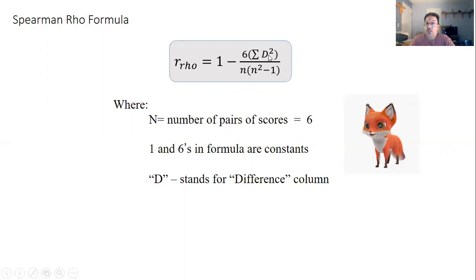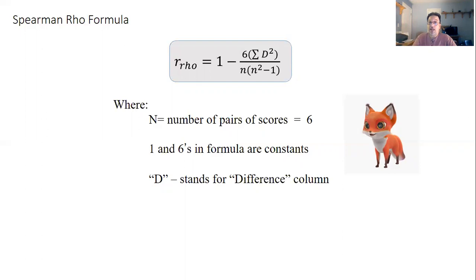D, we haven't run across the D yet. D stands for a difference column. A difference column is just the value of x, subtract from it the value of y. So x minus y will give you a difference score. Okay, now we look at this. What do we have to do? Well, we need at least D, but it's D squared. So we're going to have to solve for D, then we're going to have to square D. So we're going to make a difference column.